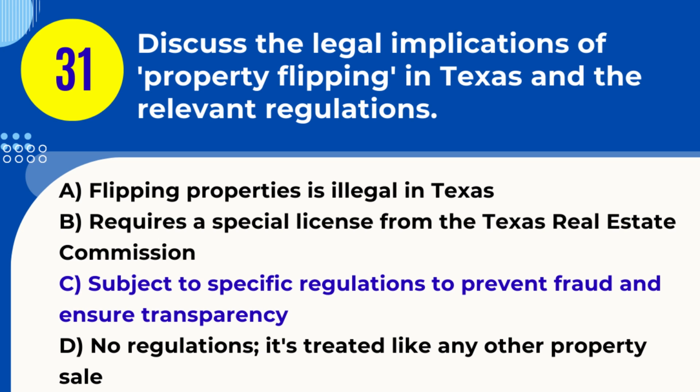Answer: C. Subject to specific regulations to prevent fraud and ensure transparency. Explanation: In Texas, property flipping, buying and quickly reselling properties for profit, is legal but subject to regulations aimed at preventing fraudulent activities. These include ensuring accurate property appraisals and disclosures to avoid artificially inflating property values.